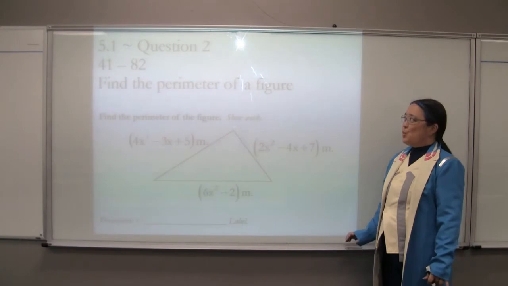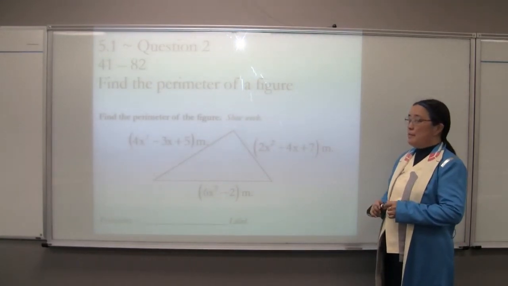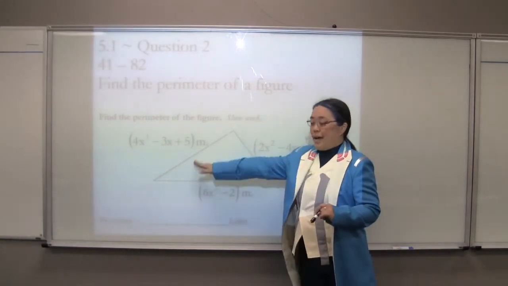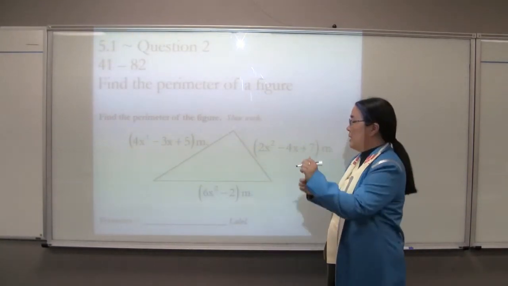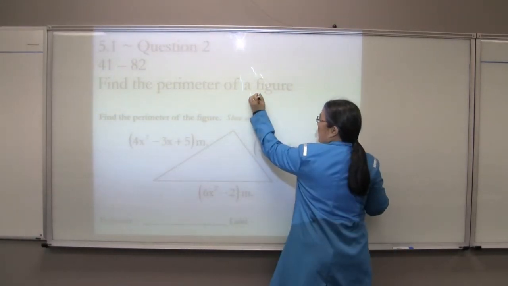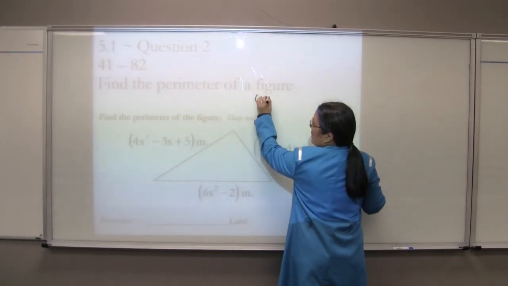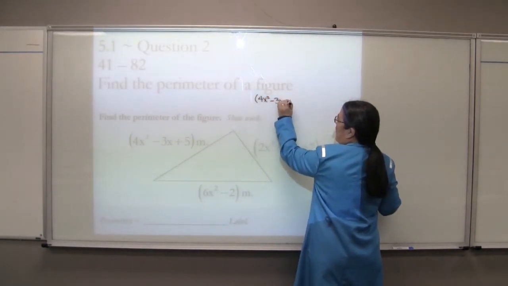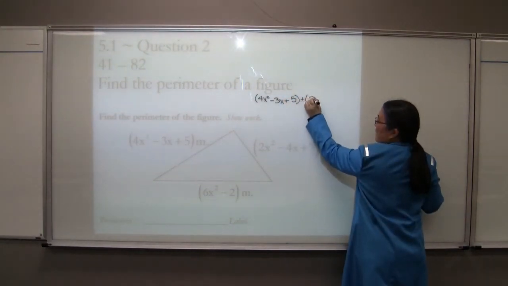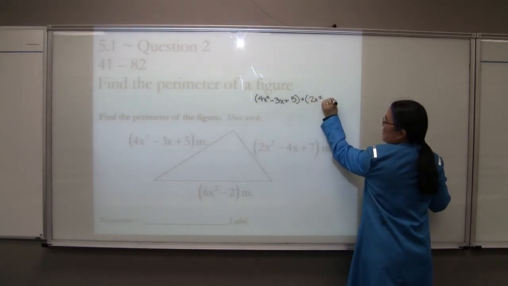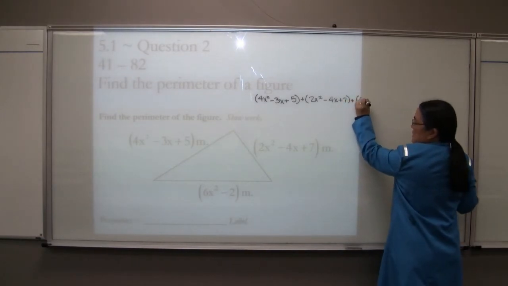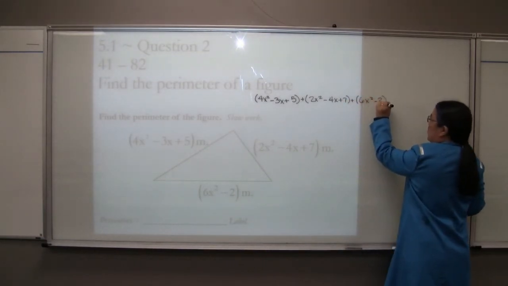Chapter 5, Section 1, Question 2. Finding the perimeter of a figure. From previous math classes, I hope you know that the perimeter is we're going to add up all the sides of a figure. So, to find the perimeter of this figure, some people will write this as 4x squared minus 3x plus 5 plus, I'm taking them in any order, 2x squared minus 4x plus 7 plus 6x squared minus 2.